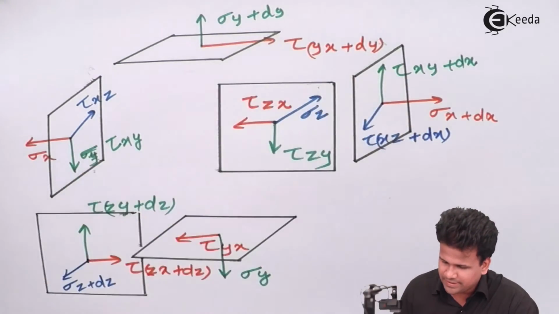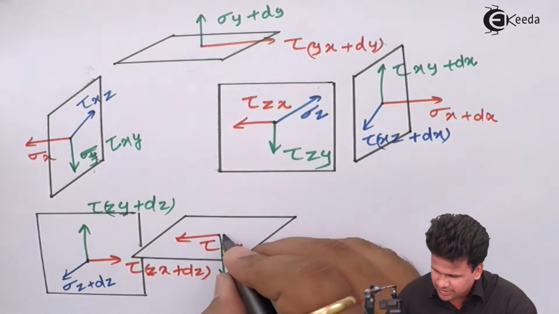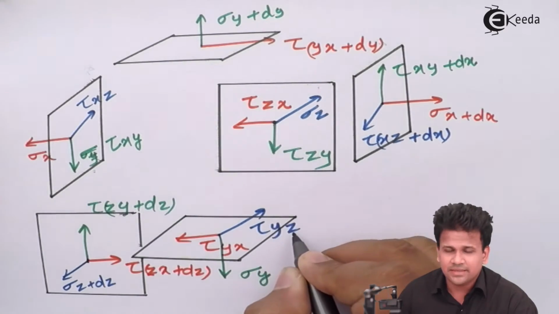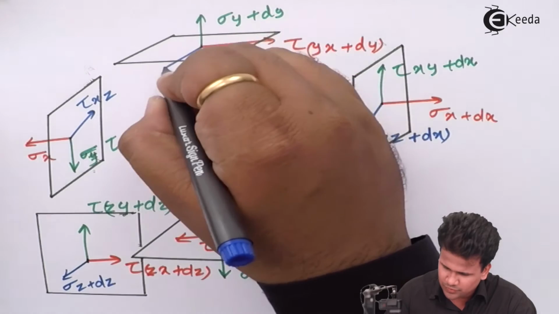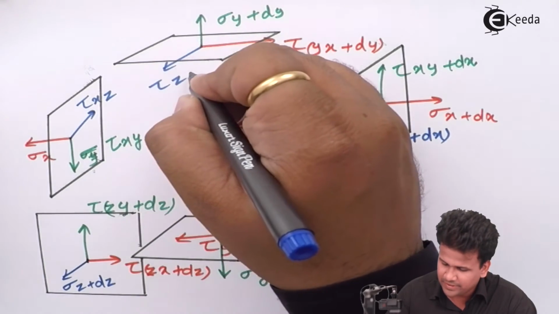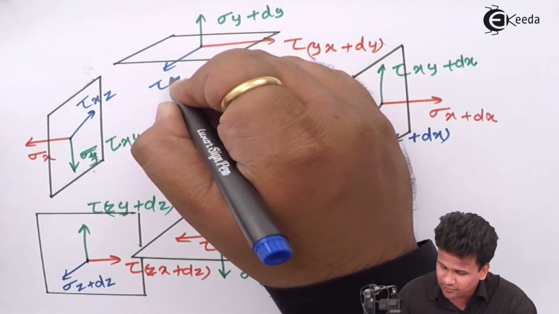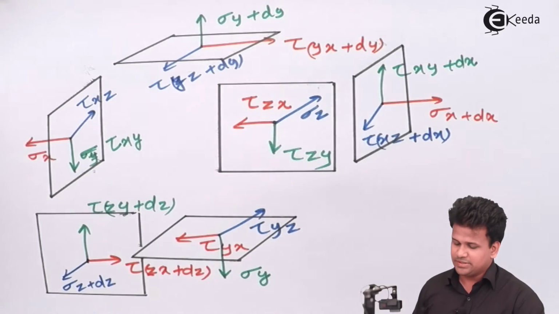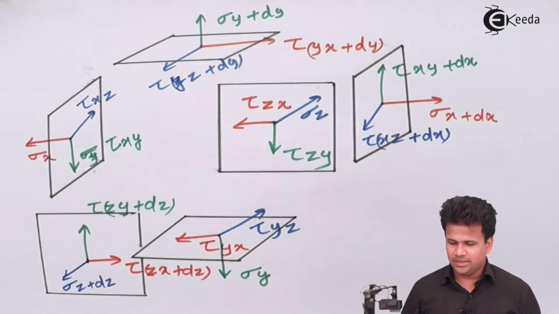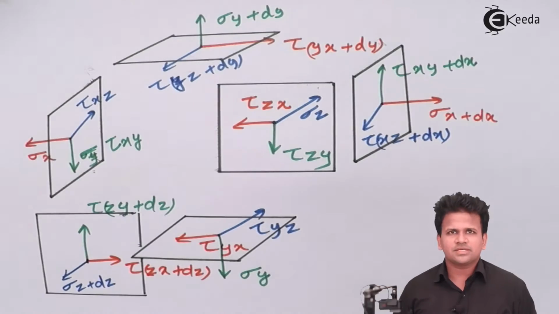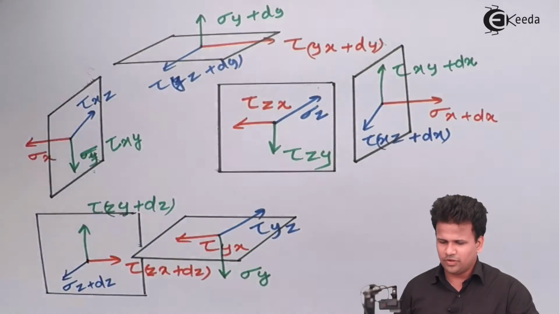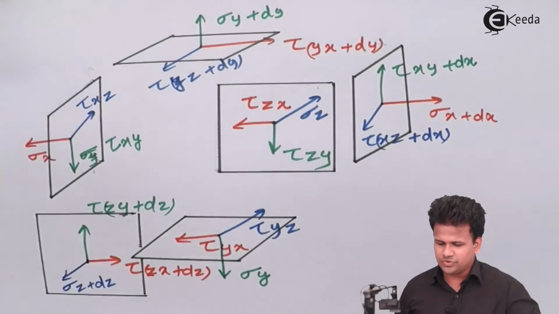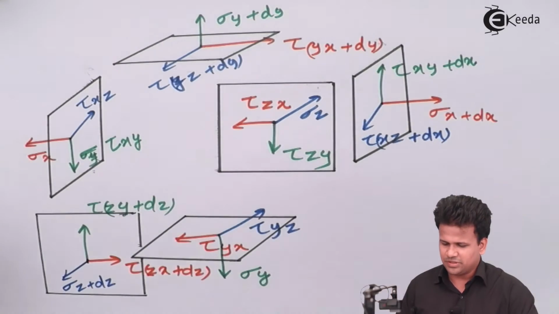Similarly, along the y direction we will denote this. This force over here is tau of y plane z direction, and this force will be tau of y plane z direction plus dy, since the distance between them is dy. So we have represented each and every stress along each and every plane, both on the control volume which we have seen over here, and on the individual planes which we have seen over here.